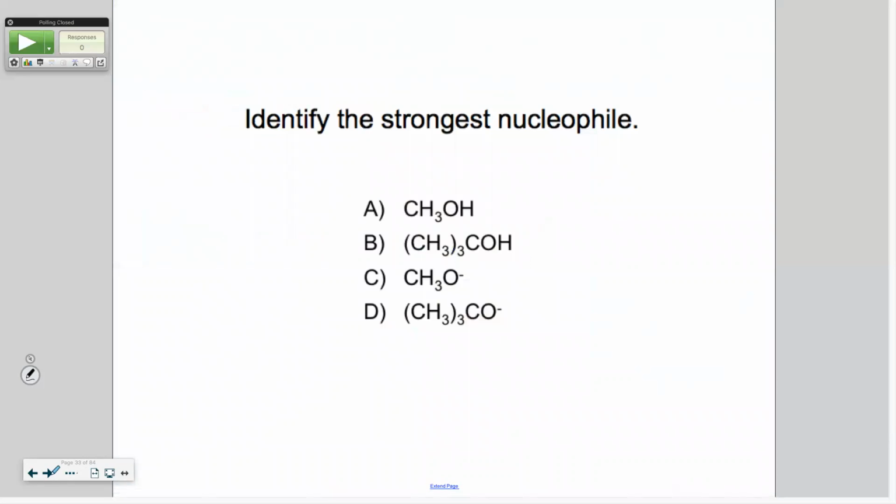Identify the strongest nucleophile. Which nucleophile up there do you think is the strongest?